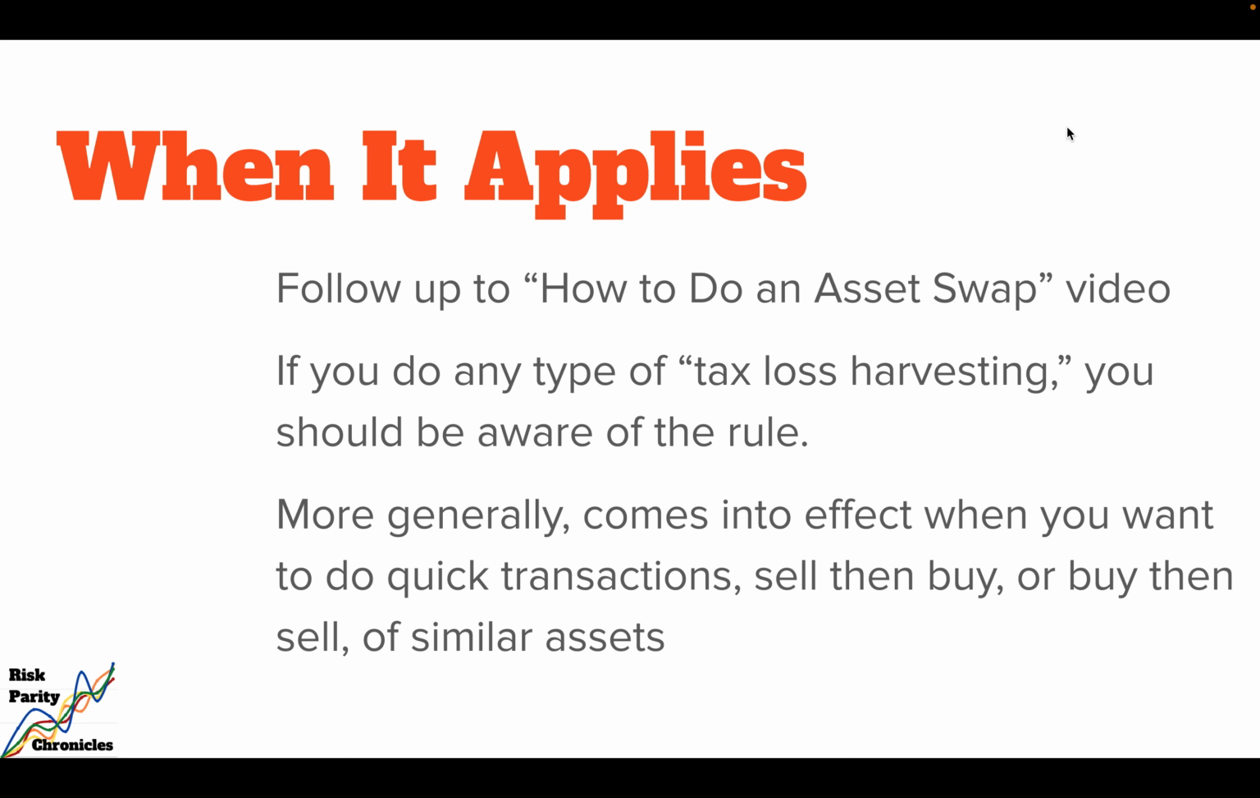This video is a follow-up to the how to do an asset swap video, which, if you watched, involves a kind of three-step process for changing allocations within different accounts in order to withdraw from the account that you'd like in the most tax efficient way. So if you have any type of tax loss harvesting, you should be aware of this rule because it involves cases where you want to do a quick transition between sell and buy or buy and sell of similar assets. And you need to be aware of what the rule says you can and cannot do.